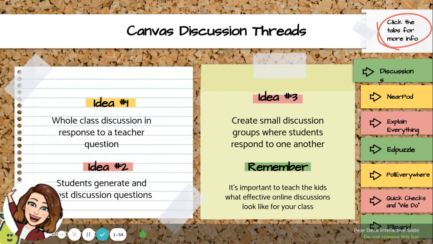One thing that's really important to remember with Canvas discussion threads is that we have to teach the kids what effective online discussion is going to look like for our class. We can't just post a question and assume that they're going to know what we're looking for. So giving them clear expectations, whether that's, you post your own answer and you need to respond to at least one other student, something like that, is going to give them a clear idea of what you're looking for in these Canvas discussion threads.